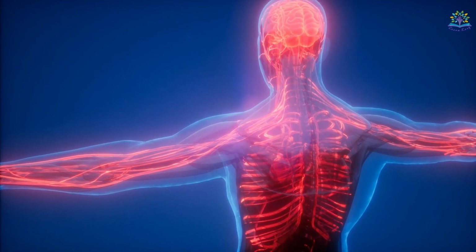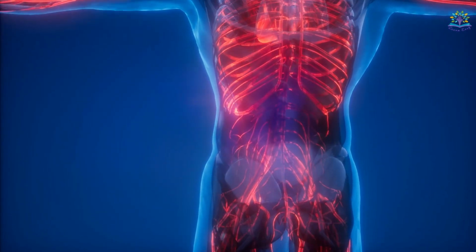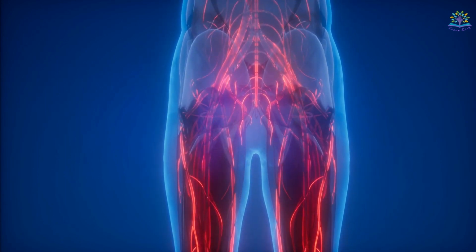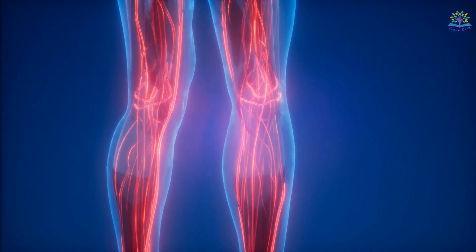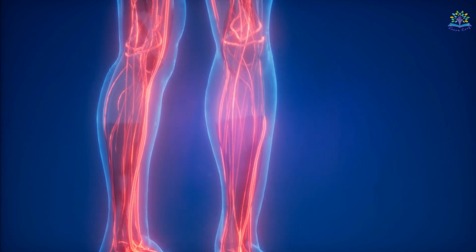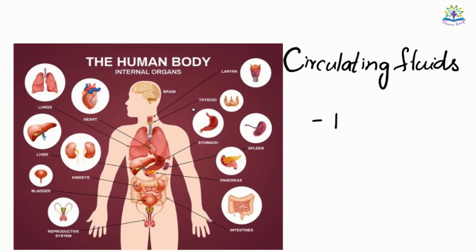Humans are multicellular organisms with each organ system performing a different function. These systems have to be connected and various substances have to be transported to ensure the proper functioning of the body. Fluids of the circulatory system do this function. Circulatory fluids present in the human body are blood, tissue fluid, and lymph.